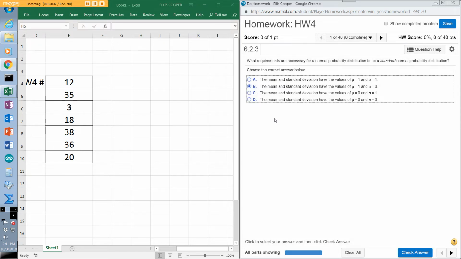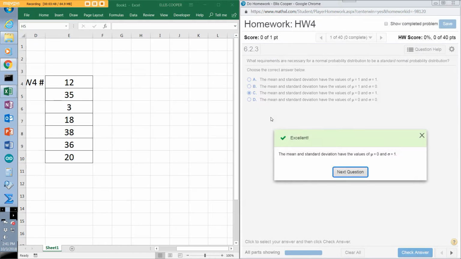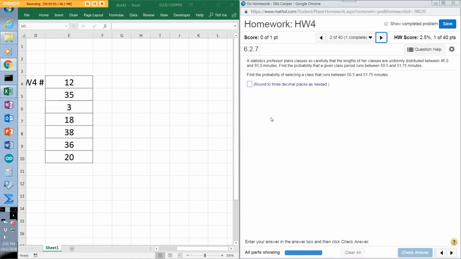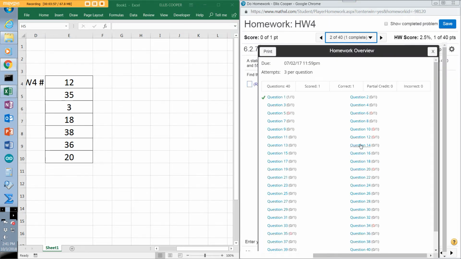See what I did wrong? What did I do wrong? I said mu 1 and sigma 0. No, it's C. It's mu 0 and sigma 1. This is so much fun. Okay, so now we got it right, and I got a pat on the back by a robot. Good for me. Anyhow, so now we go to number 12 and see what we can do with that.